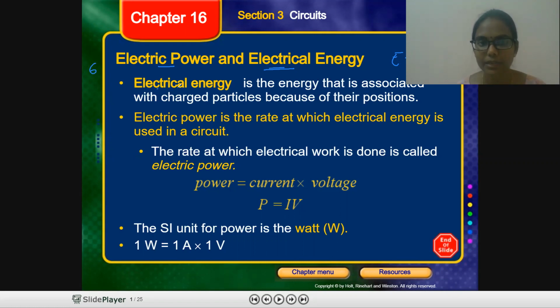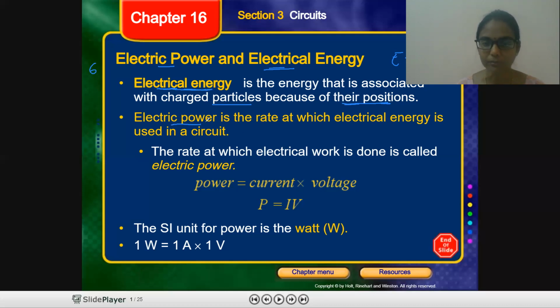Here, electrical energy means electricity. That means what you pass in the current. How much energy it has means how much work it can do. Based on that, we can tell the energy. So it is the energy that is associated with the charged particle because of their position. Okay, electrical energy, how it is associated with the charged particle because of their position. We can call it electrical energy.